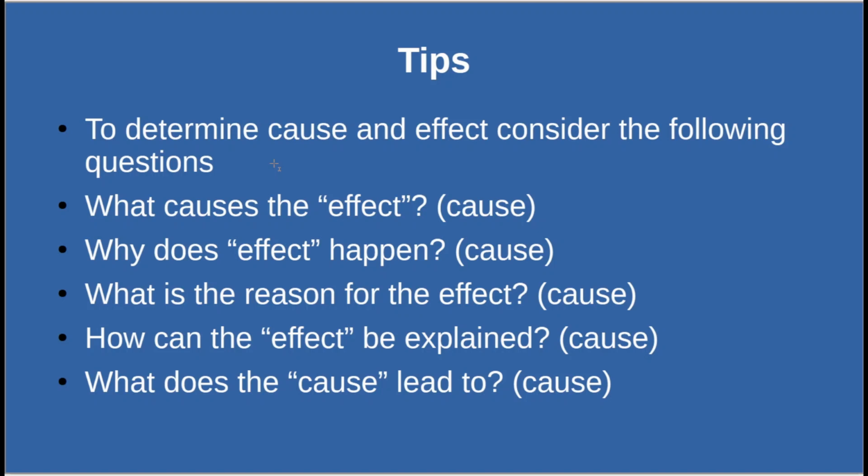How can the effect be explained? Okay, that's again the cause of it. And what does the cause lead to? Again, that's another way to try to figure out what the cause is. So with these tips, these are questions you can ask to help you to determine what is the cause and what is the effect. Generally, it's easier to figure out what the effect is because it's normally something that happens, but sometimes the cause is a little bit trickier, trying to figure out which one happened first in some situations.